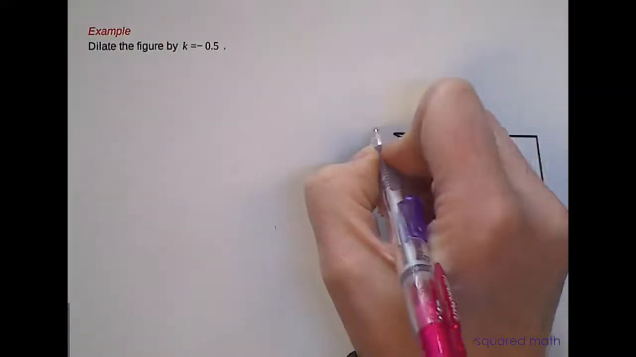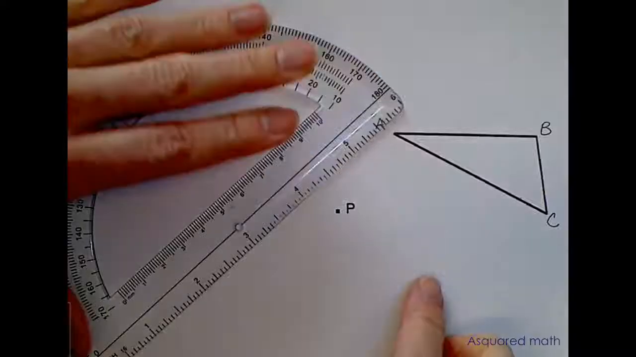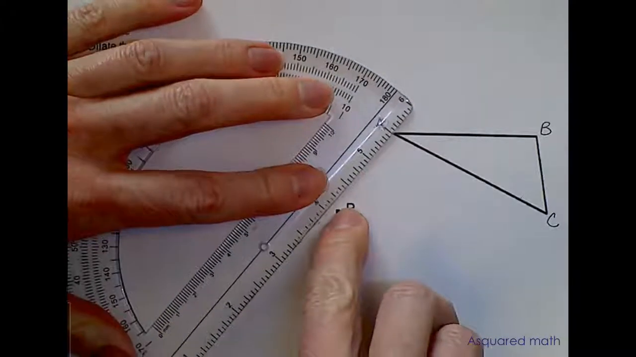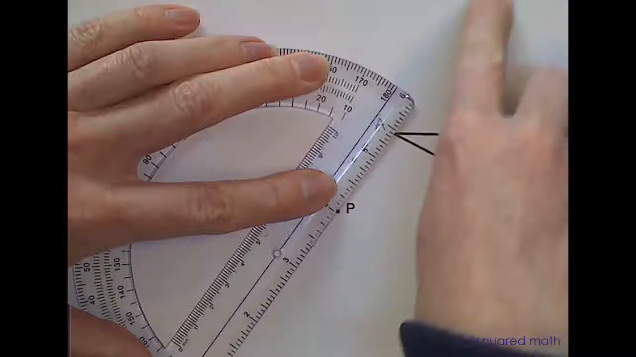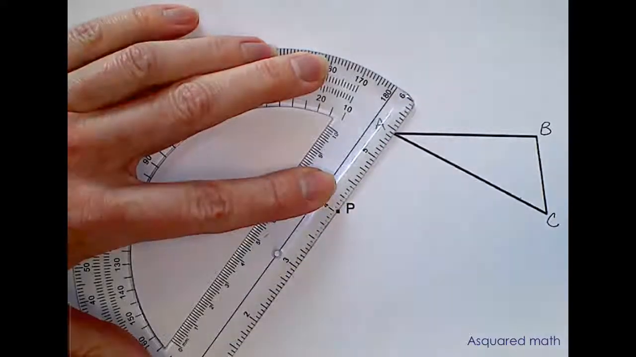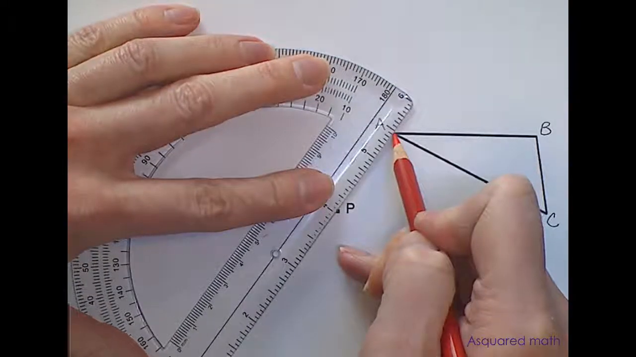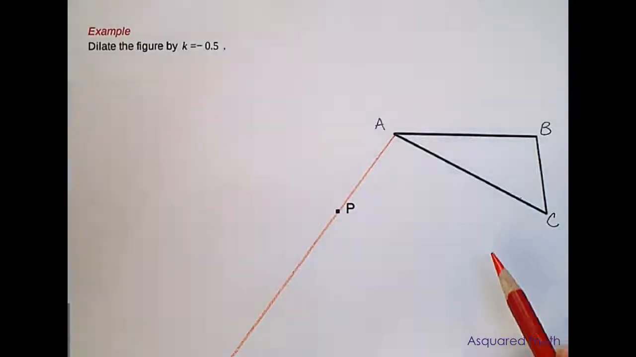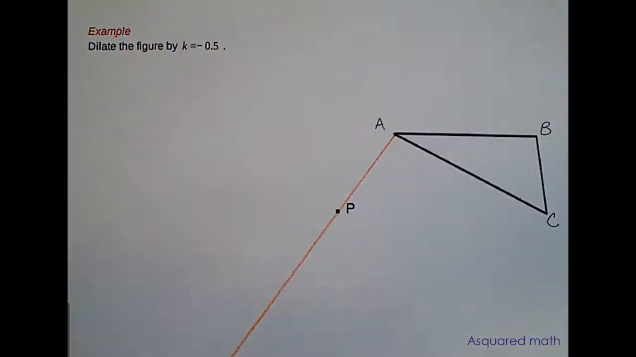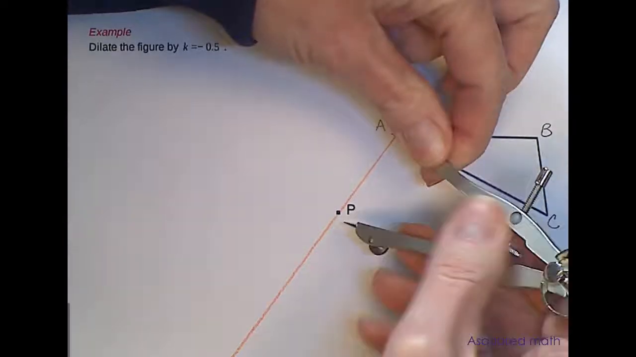So I'm going to label all of my points A, B, C, and this time we are going to take our straight edge, and instead of extending our lines out past the triangle when we are enlarging it, we're going to now extend them backwards past point P. I'm going to color coordinate this because we're going to start getting a lot of lines in here. This red line is my first line that connects A to P, and I'm going to measure the distance from A to P with my compass.